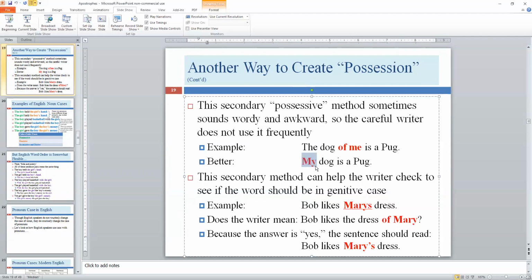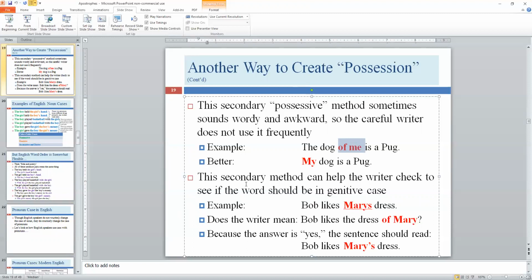But when we want to put the idea of I into the genitive or possessive case, we use my. Again, you can see the position is the same as we had with Mary's. It comes before the noun. But when we have the of blank construction, it comes after the noun. Of course, none of us would ever say the dog of my is a pug. That doesn't sound right to us at all. So that's not a danger that we have.